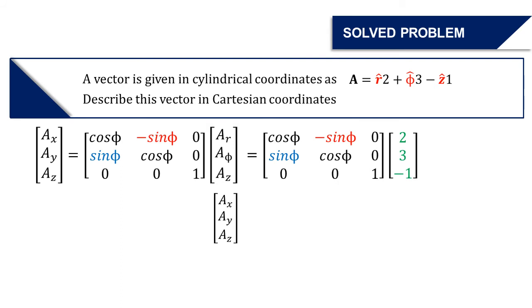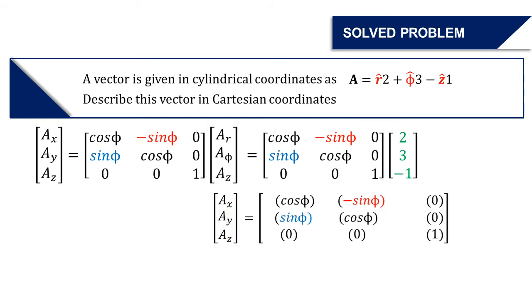Yung components ng ating desired components is equal to, isusulat natin itong nandito sa 3 by 3. Ayan, cosine phi, negative sine phi, 0. I-rewrite lang natin siya sa mas malaki. And then, isusulat natin dito yung nasa unahan naman ng ating isa pang matrix. So, dito mapapansin nyo, puro 2. Yan. So, 2 times cosine phi, 2 times sine phi, 2 times 0.